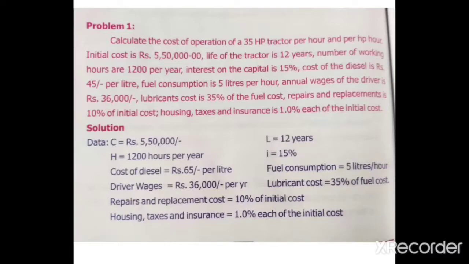Problem number 1: calculate the cost of operation of a 35 horsepower tractor per hour and per HP hour. The initial cost of the tractor is about 5,50,000 rupees, the life of the tractor is 12 years, and the number of working hours is 1,200 per year.